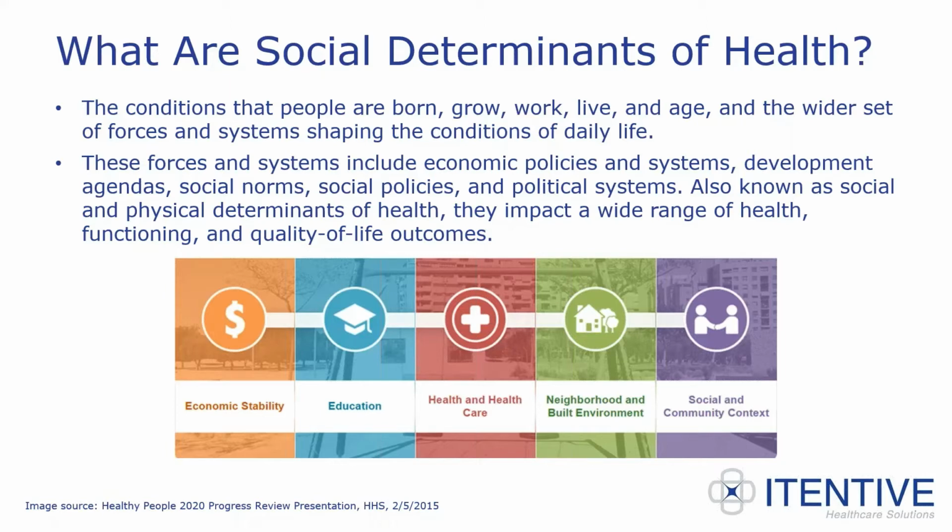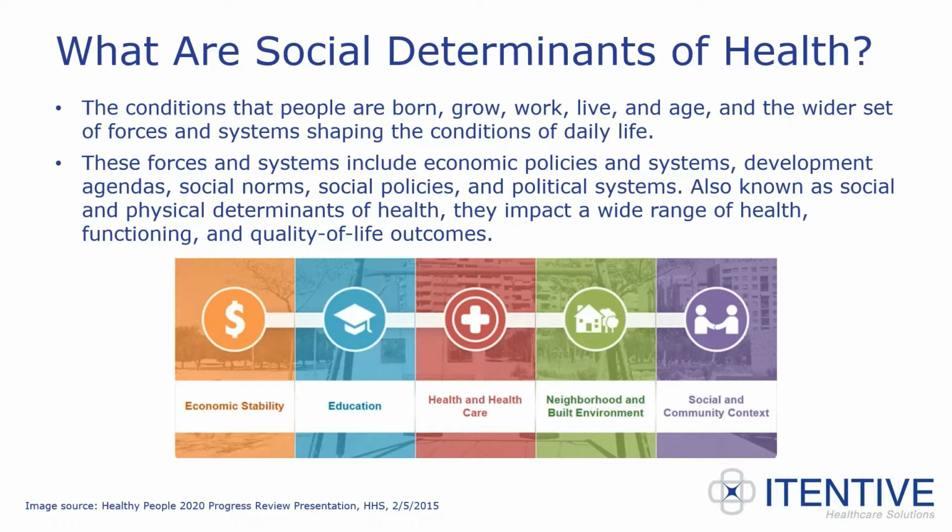Well, social determinants of health are the economic and social conditions that are going to influence individuals and determine a difference in health status. Basically, they're going to be the conditions that people are born, grow, work, live, and even age in. They're that wider set of forces and systems that are shaping the conditions of your daily life.